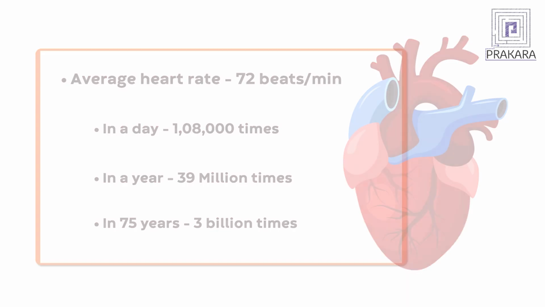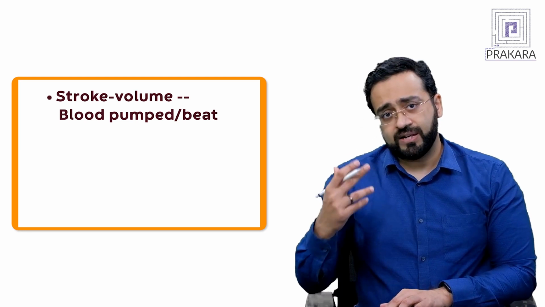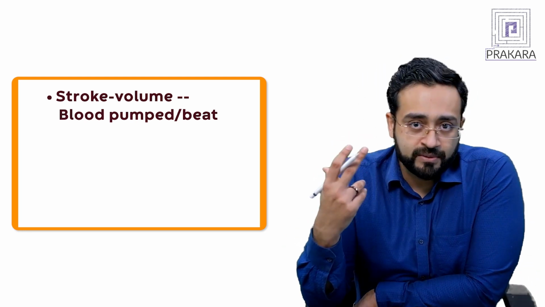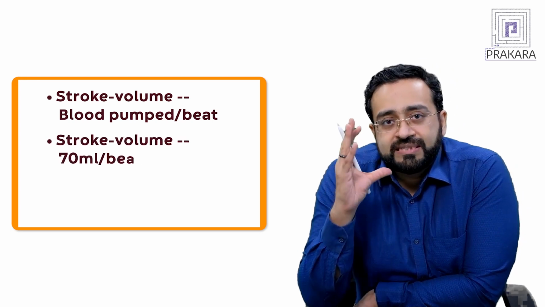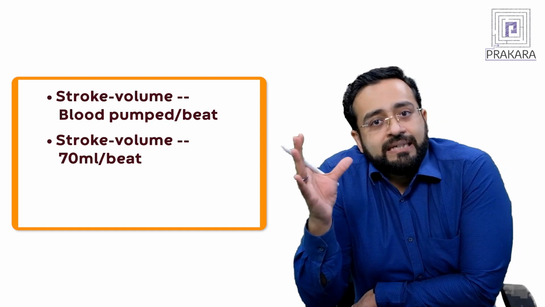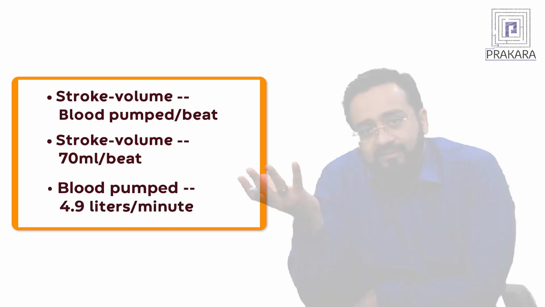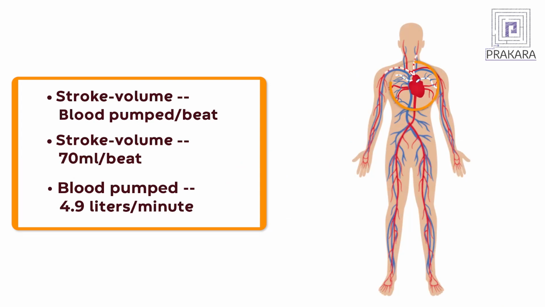And the amount of blood that is pumped in every heartbeat, in one heartbeat, is called the stroke volume. So the rough stroke volume is around 70 ml per beat. So 70 times per minute, 70 ml per beat, that is 70 into 70, around 4.9 or 5 liters, is how much the heart pumps in 1 minute.